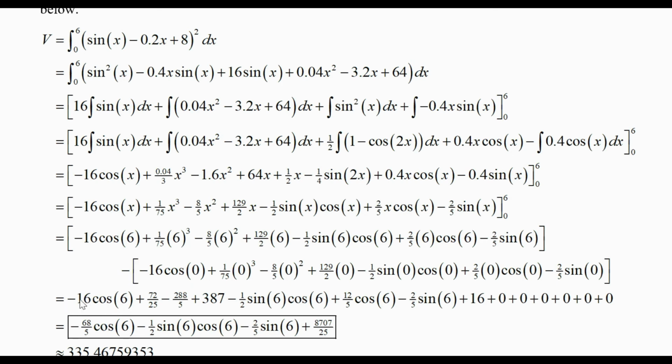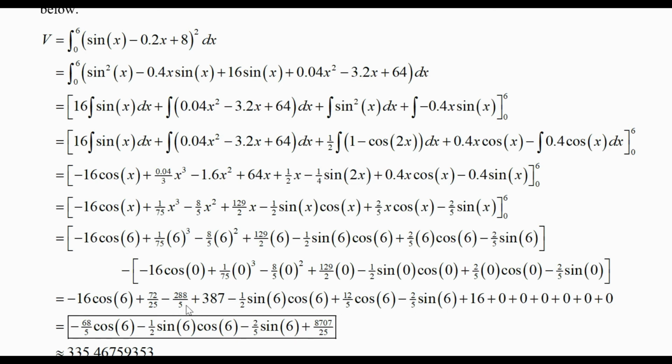Okay, so where were we? Negative 16 here plus 12/5. So that's negative 16 times 5 is negative 80. Negative 80 plus 12 is negative 68. So that's negative 68/5 cosine of 6. That's correct. We've got our negative 1/2 sine 6 cosine 6 here. And then we've got our negative 2/5 sine 6 here.